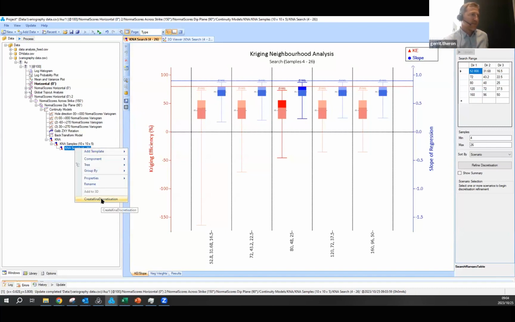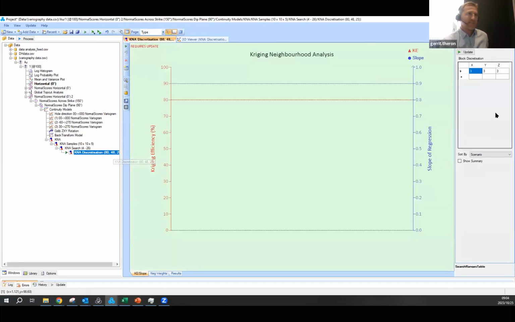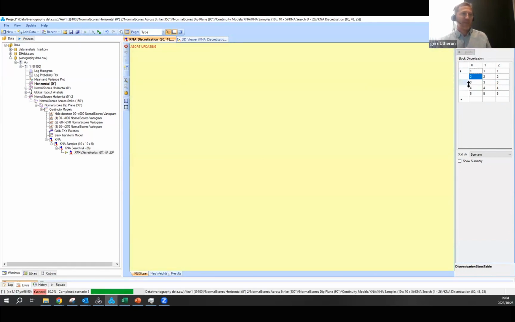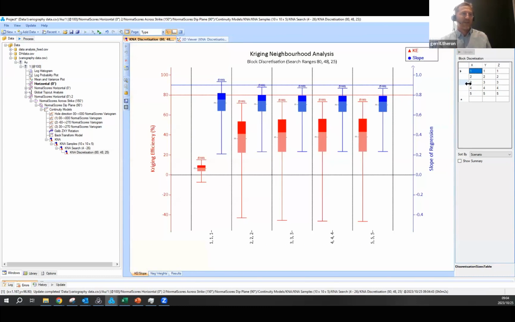Then we're going to look at the number of discretization points. So for this, we are going to do something like 1 by 1 by 1, 2 by 2 by 2, 3 by 3 by 3, 4 by 4 by 4, and 5 by 5 by 5. Okay, so what we want to see here, as I mentioned, is that the more discretization points you have, the slower your estimate will run. So we want to get the maximum, but not too many. Otherwise, we're going to unnecessarily make things slower.